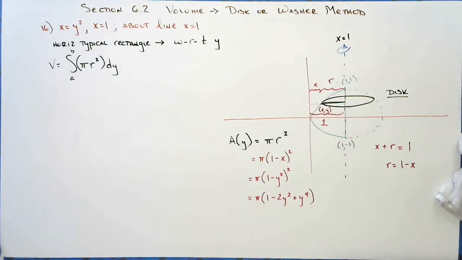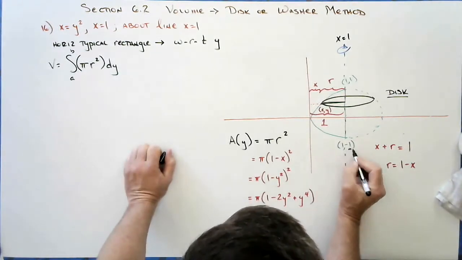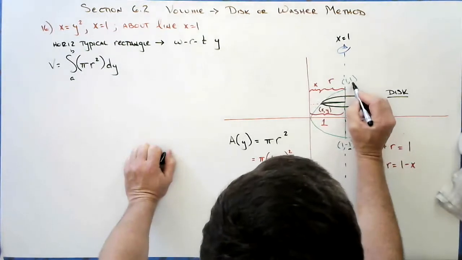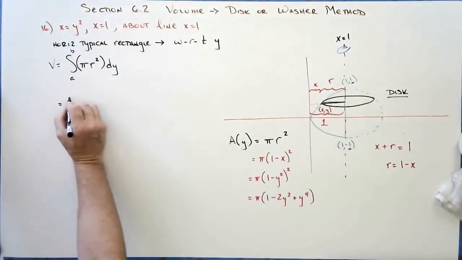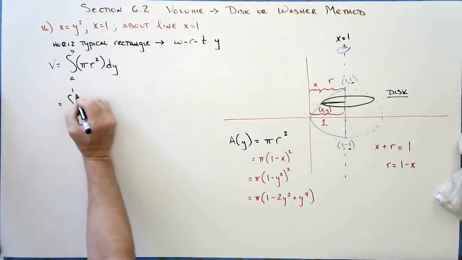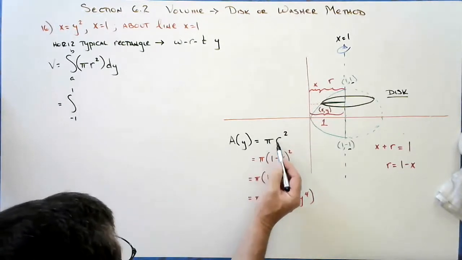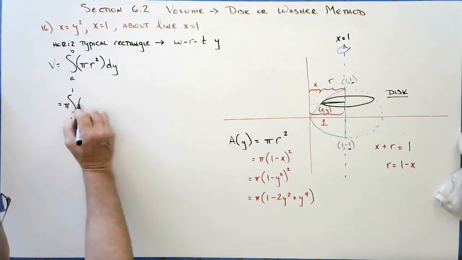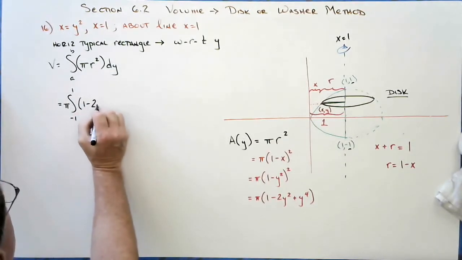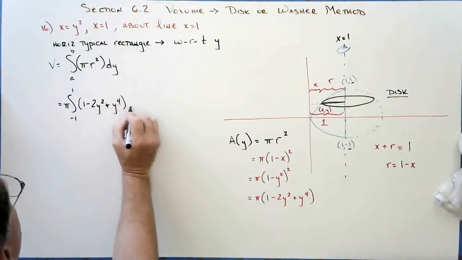Now I can come back over here to my integral. Now I'm integrating with respect to y. So I start here and I go to here, right? That's the bottom and the top. So this is going to be an integral from -1 to 1. I have pi r squared is what I need. I've got pi r squared right here. I figured that out. I'm going to go ahead and put my pi out in front, and I'm going to have 1 minus 2y squared plus y to the fourth dy.